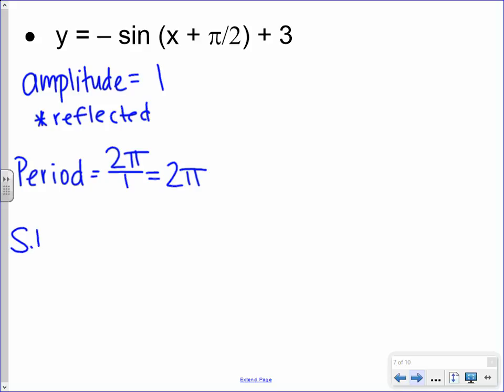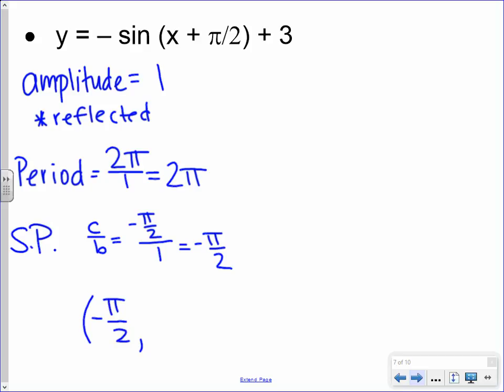All right. Now our starting point. The x coordinate of our starting point. Andy, how do we figure that out? C over B. And in this case, what is our C value? -pi over 2. And what's our B value? Notice how he said -pi over 2. We have to account for this being opposite because it's bx minus c. So for our starting point, we have c over b, -pi over 2, comma, Amy, what's our y value? It would be 3. Good, it would be 3.